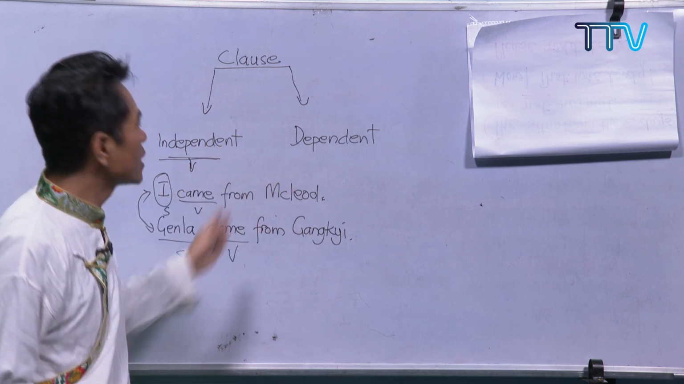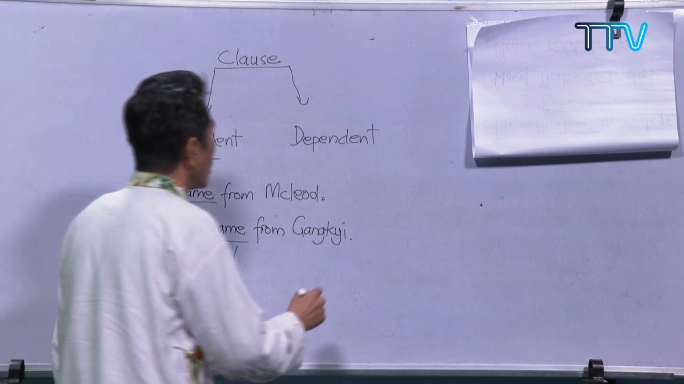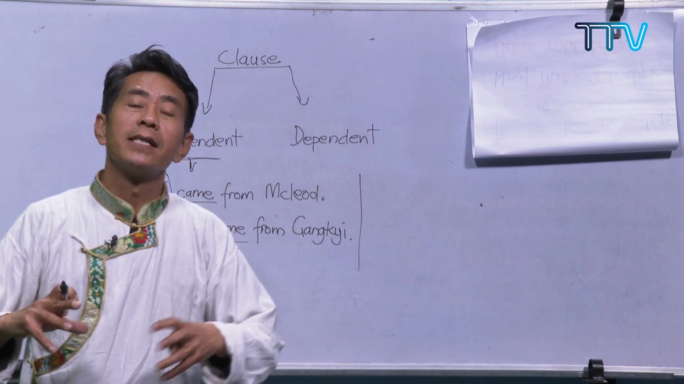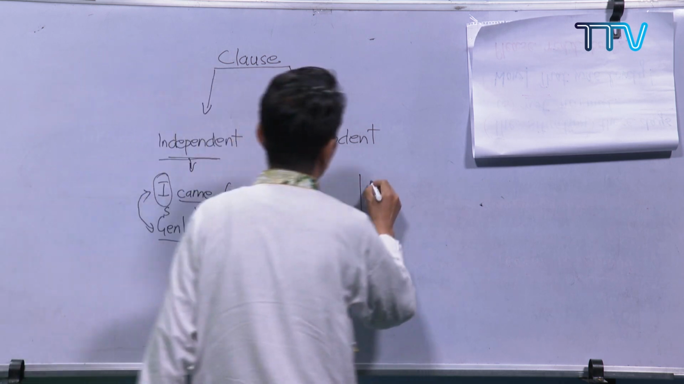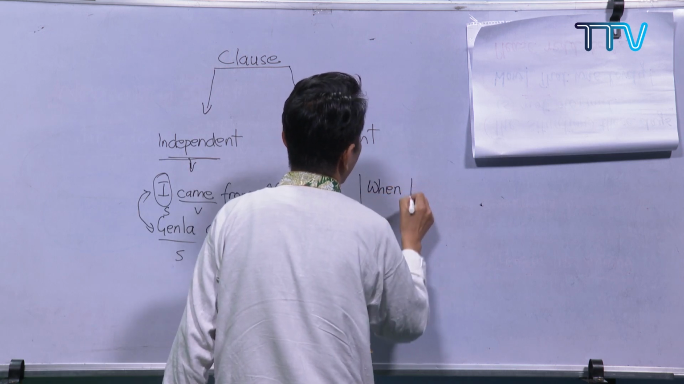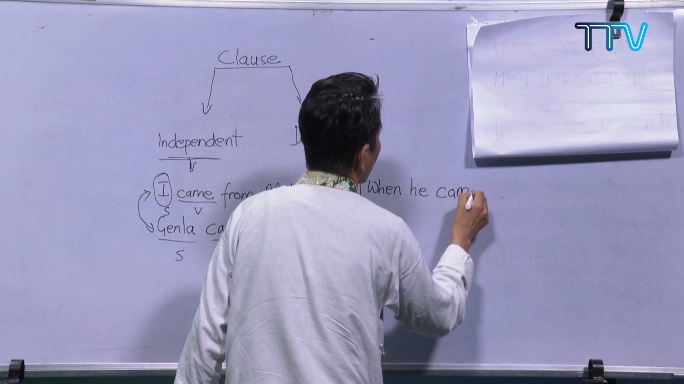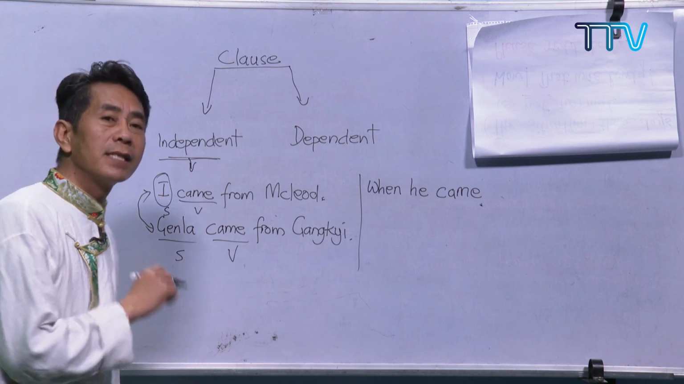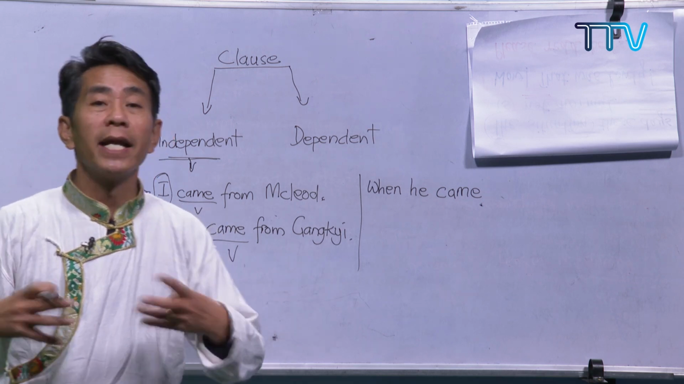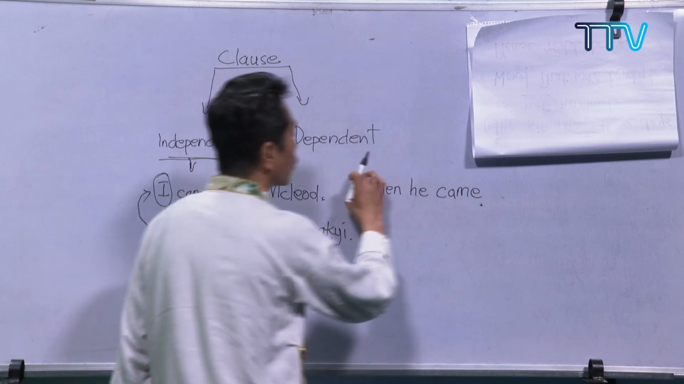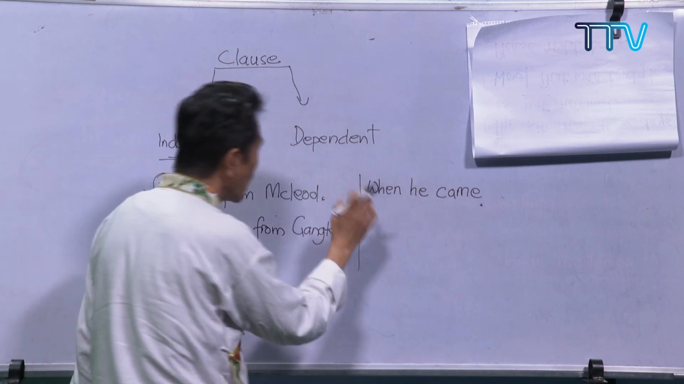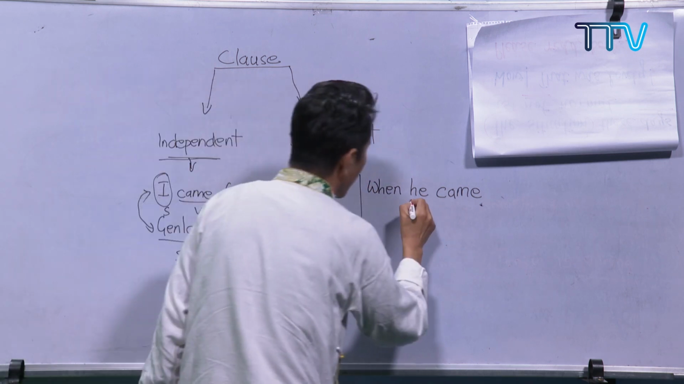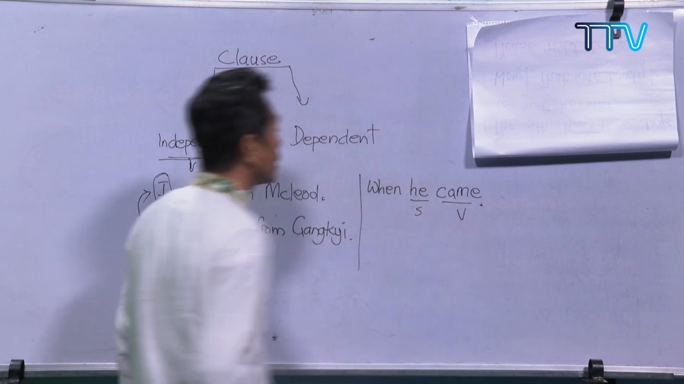Now, what is a dependent clause? Dependent clause is, again, remember, it is also a clause. Clause is where there is a subject and a verb. When he came. Now, this is a clause. Why is this a clause? Because it sticks to the meaning of what a clause is. A clause is a group of words. This is a group of words, but it also has the subject and the verb. What is the subject? He is the subject. Came is the verb. So, clause.